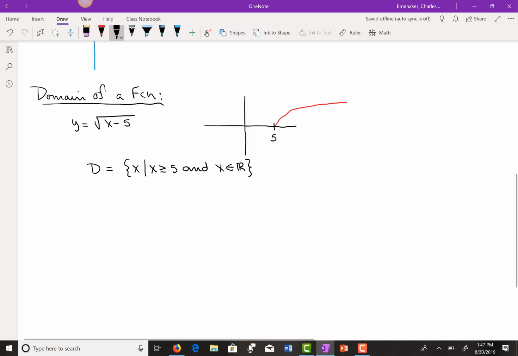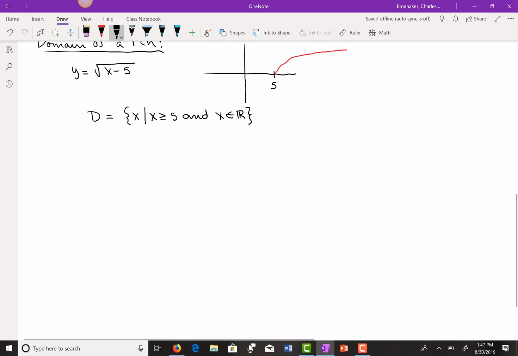There are several different ways to write this. Another way to write the domain is to draw a picture of it. So way number 1 is like this, set notation. We could also draw a number line, and if here is 0, we'd come over to 5. We're going to start there, and we're going to go bigger than 5. Are we allowed to include 5? Yes. So do we fill in that dot or leave it open? You fill it in. If you're allowed to go there, you fill it in. So we could do something like this.